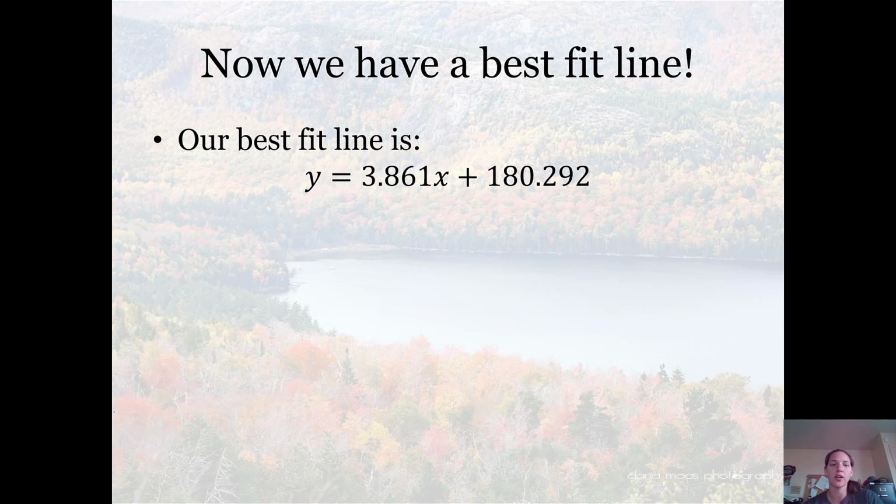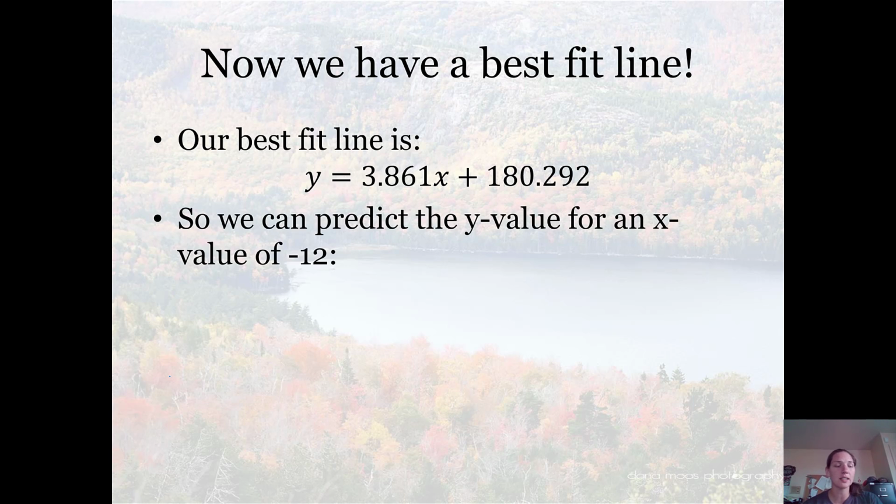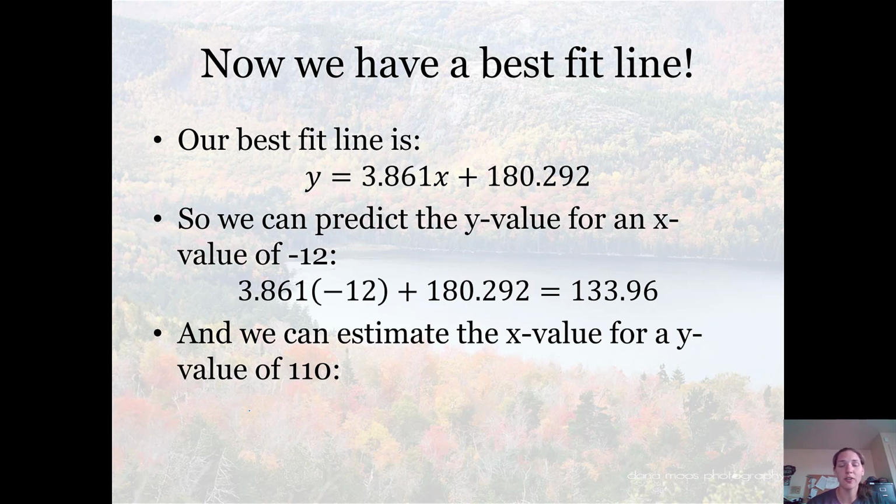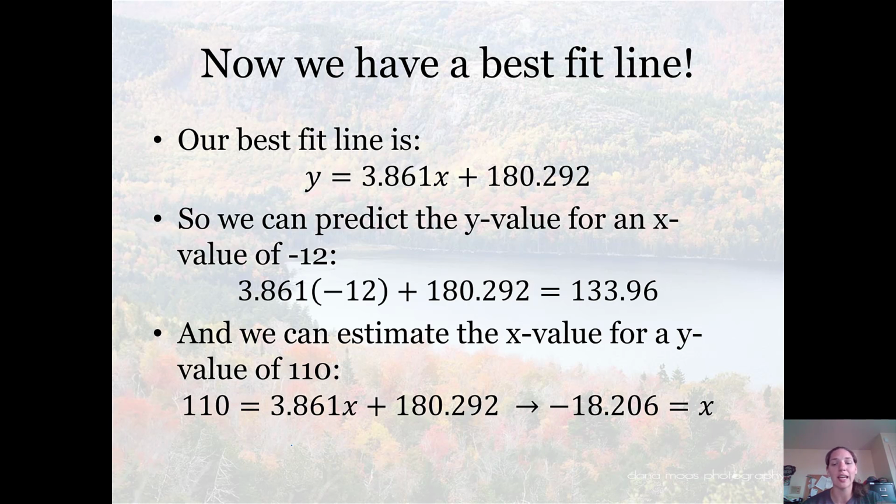So that is the function I just wrote out. And that means that now we can do things with that line. Like we could predict the y value for an x of -12. We would sub in -12 to the function and solve and get about 133.96. That's what we would expect. We can also estimate the x value for a certain y. We could say, okay, what would x have to be to get a y of 110? Well, x looks like it would have to be around -18. So everything we can do with a normal function, we can still do with our best fit line. We just have to find it first.